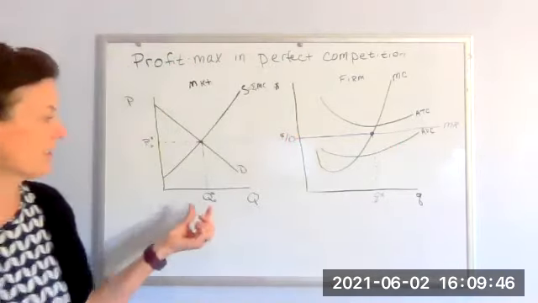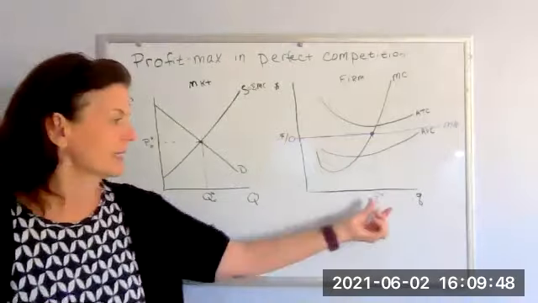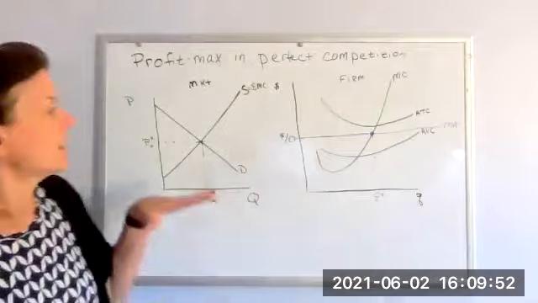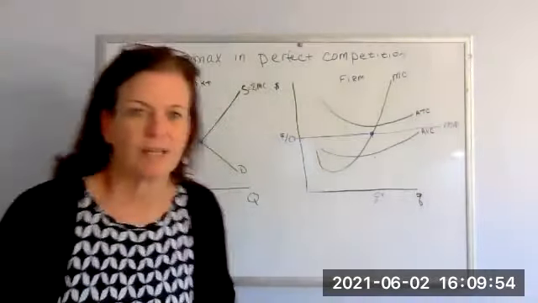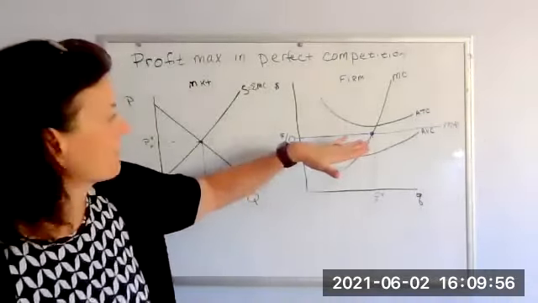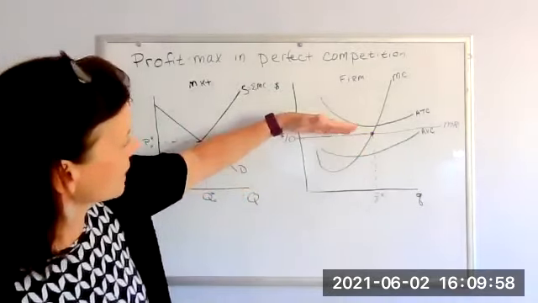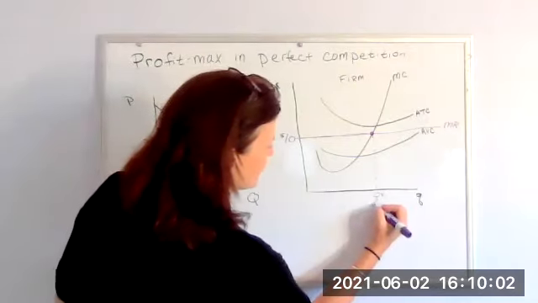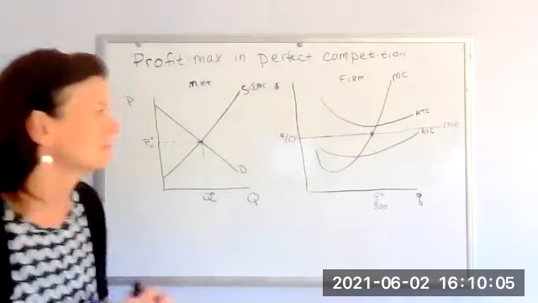Just a little notational thing here. I use big Q for market output and small q for firm output when I'm making a distinction between those two things. Okay, so the price is $10. At that price, you can see out to Q star, and let's give Q star a number. Let's say it's 500.